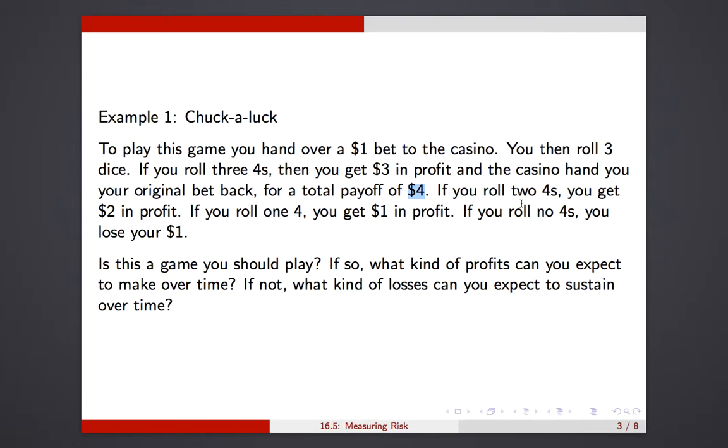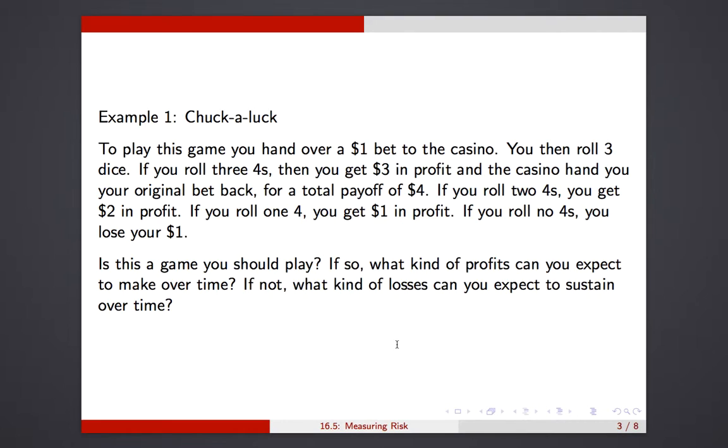If you roll 2 4s, you get $2 in profit, which means the casino will hand you back a total of $3, right? You hand them $1, they hand you that $1 back, plus an additional $2. If you roll 1 4, you get $1 in profit. If you roll no 4s, you just lose the dollar you bet. So there are basically 4 outcomes here. You can win in 3 ways, and each of those winning outcomes gives you a different profit value, or you can lose, and if you lose, you just lose your bet.